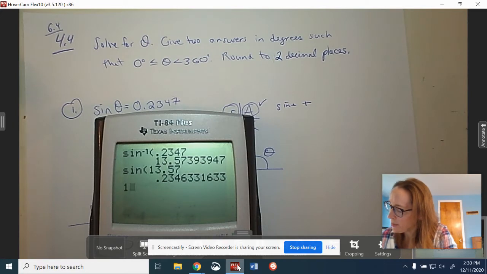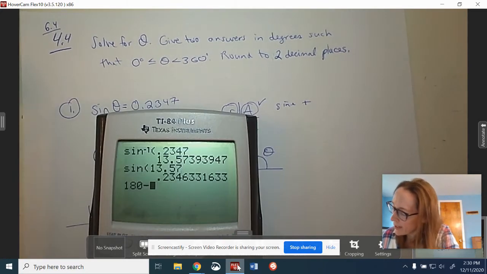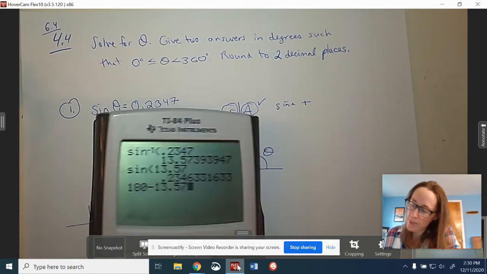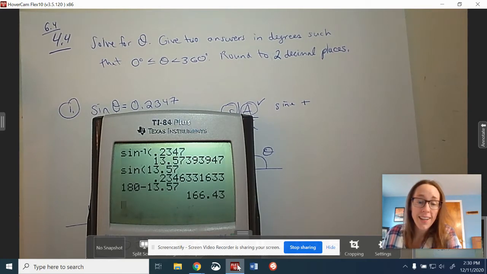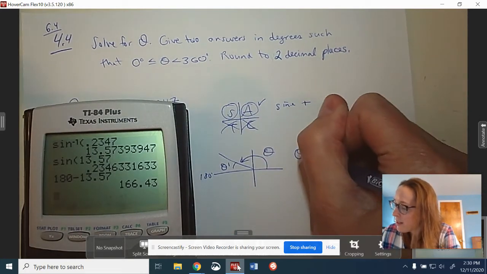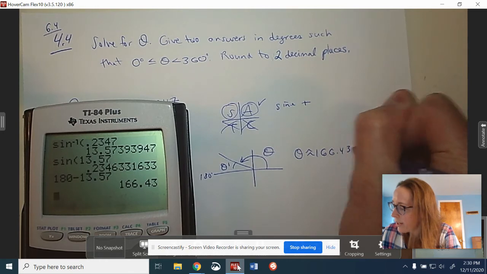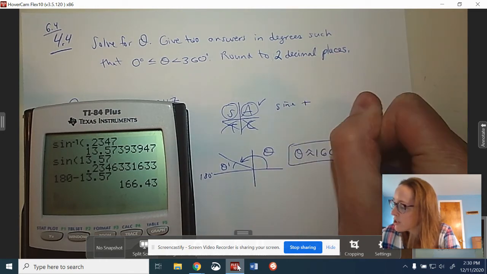This is a calculator problem. There's no need to do any of that mathematics using mental math, not even on paper. I'm just going to go ahead and use the calculator and get 166.43 as my other answer, rounding to 2 places because the direction said so.